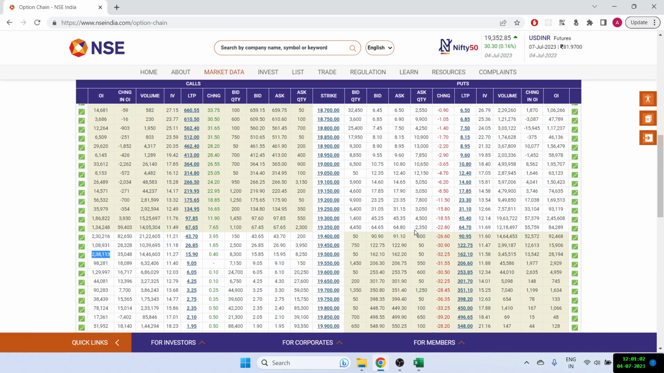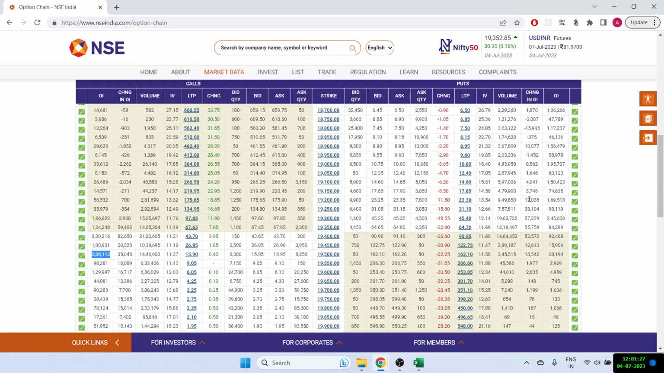By breakout, what I mean is whatever is the current price, let's say 45.4, I will add 10%. So this becomes approximately 50. And similarly, whatever is the price of the 19,500 call, I will add 10%, approximately 20. As soon as the price of the 19,300 put goes above 50 or the 19,500 call goes above 20, I will buy that respective option.